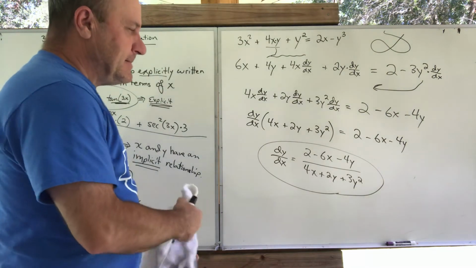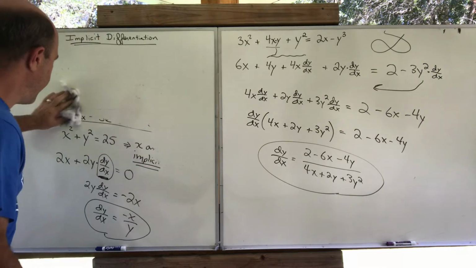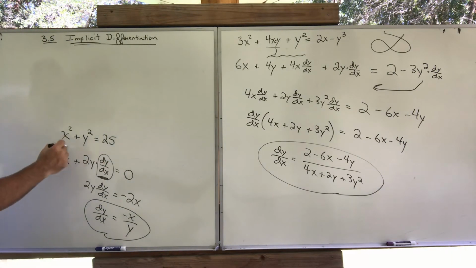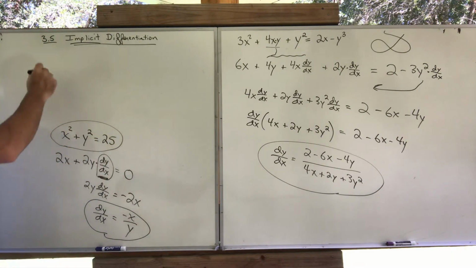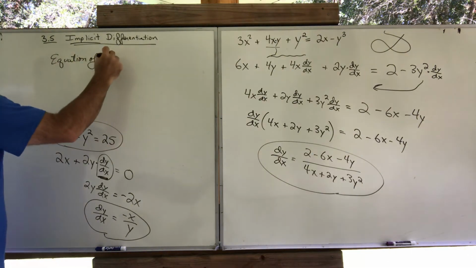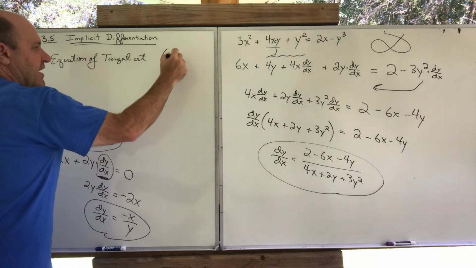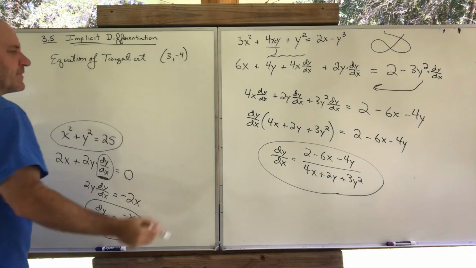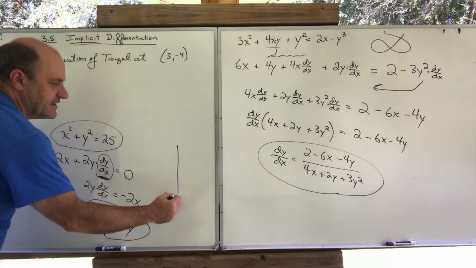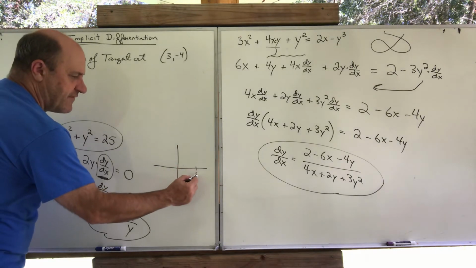Let's go back here. I want to go back to this problem. I had this circle. Let's say I wanted to find the equation of the tangent line at a certain point. Let's say we're at the point (3, -4). So, by the way, I'll just get a little picture of that here. This is a circle centered at the origin, radius 5.